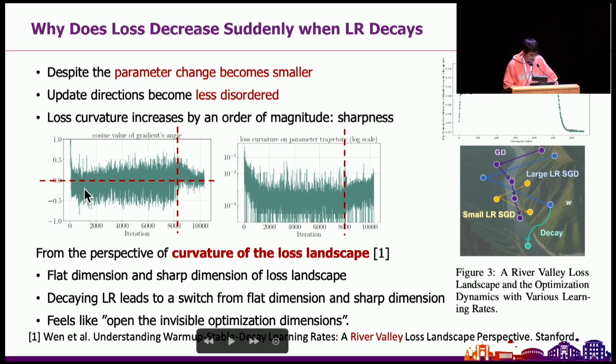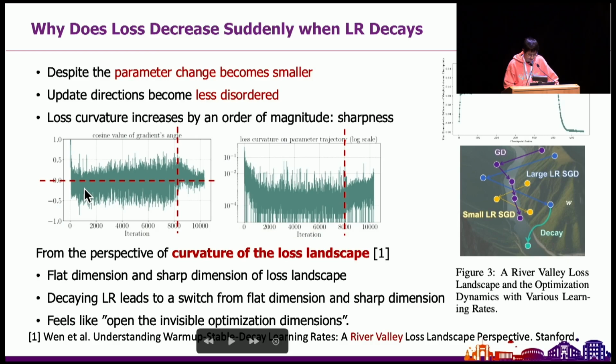For example, the left figure shows the cosine value of the gradient's angle between 2 successive steps. We found that in the main part of training there are both negative and positive values, but when you start to decay, there are only positive values. And the loss curvature increases by an order of magnitude, which means it is optimized in a much sharper loss landscape.